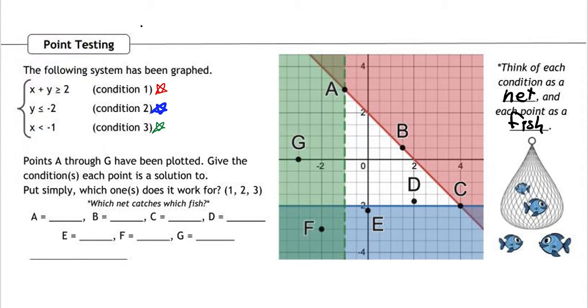So I'm going to go through one point at a time and see which one it works for. So point A is on the red line, but it's also on the green dash line. So that means it only works for condition 1. To save myself some time, I'm going to call you condition 1. I'm going to call you condition 2. I'm going to call you condition 3. That way I don't need to keep looking back over here to the equations. All right, so A only works for condition 1.